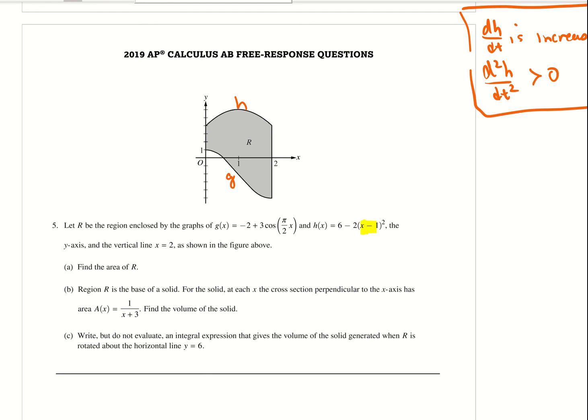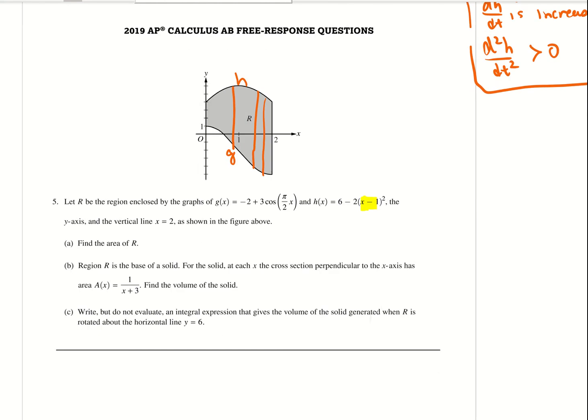All right, so for part A, we want to find the area of R. Now, area is either dx, if we have vertical slices, that's top minus bottom, or if it's horizontal slices, it's right minus left. But if I connect these, one is always above the other. So I'm going to be using vertical slices, so I'll be using dx.